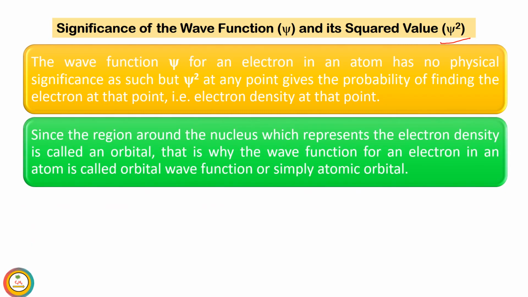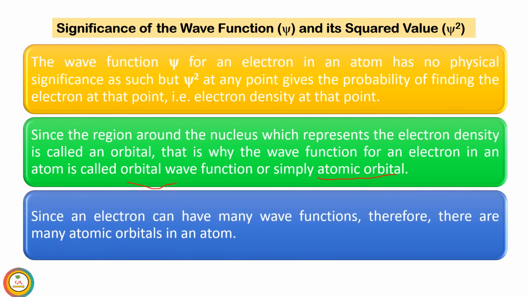Since the region around the nucleus which represents the electron density is called an orbital, the wave function for an electron in an atom is called the orbital wave function, or simply the atomic orbital. Since an electron can have many wave functions, there are many atomic orbitals in an atom, related to different quantized energy levels.